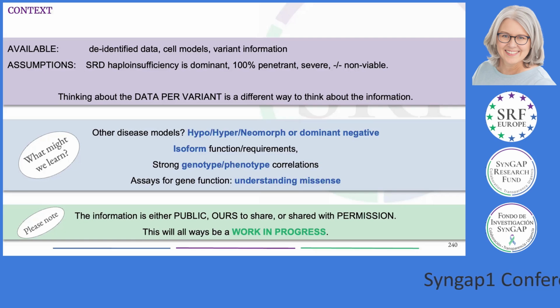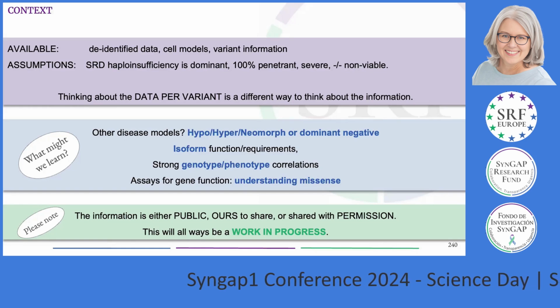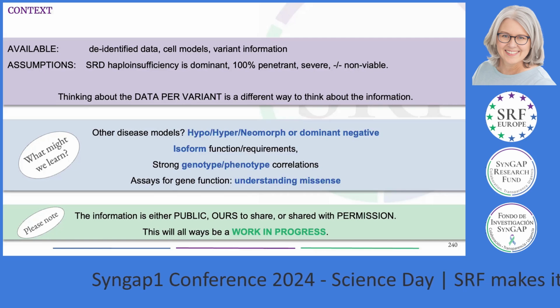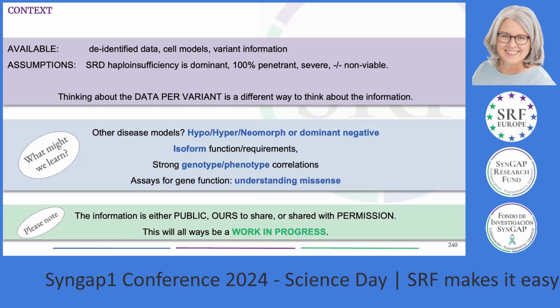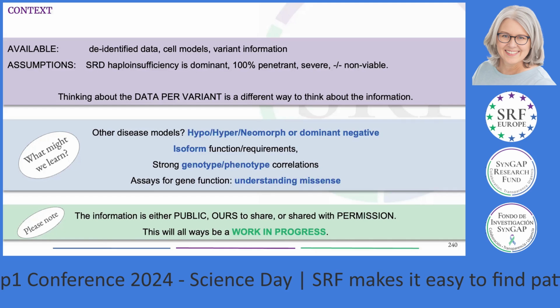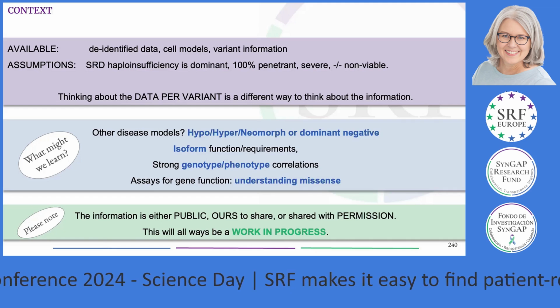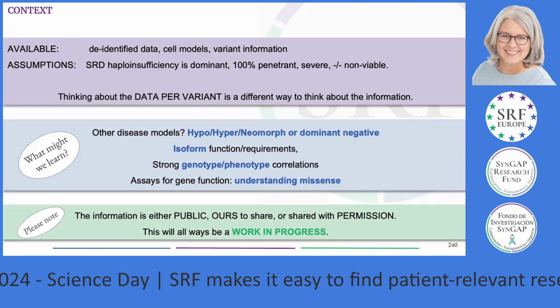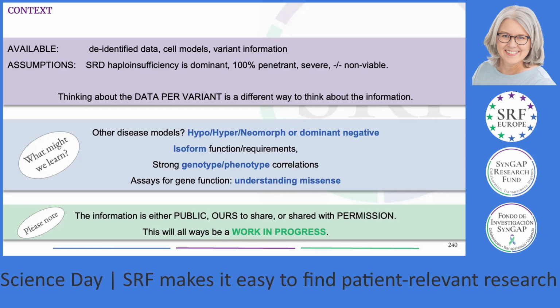And this is partly because of de-identified data. So I just want to go through what might we learn by having me show you what data and information is associated with each of the genetic variants that cause SYNGAP-related disorder in an actual patient. So what might we learn? The two big things: one is other disease models, and the other is genotype-phenotype correlations.